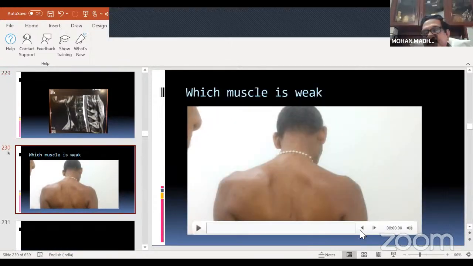Now I'm going to show the video of this patient. Tell me which muscle is weak. It's a very interesting case.